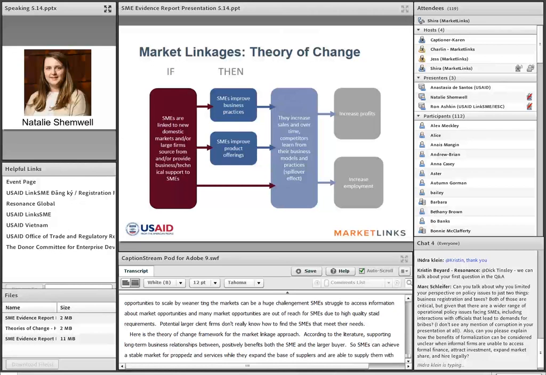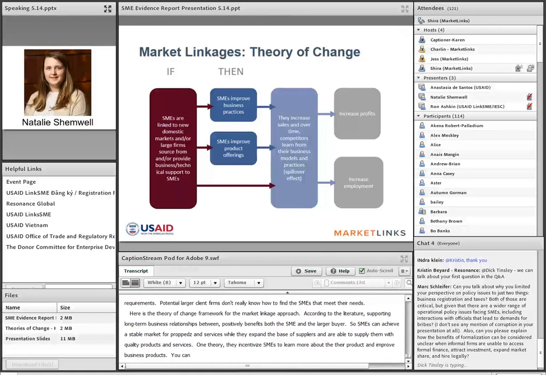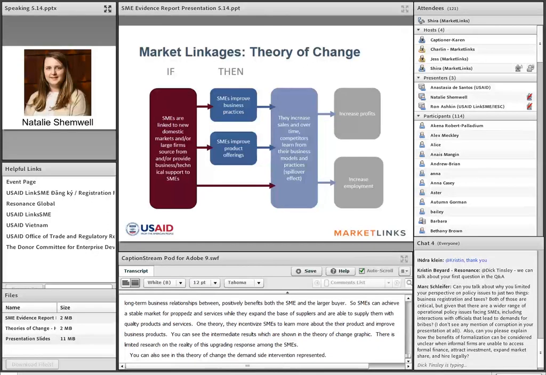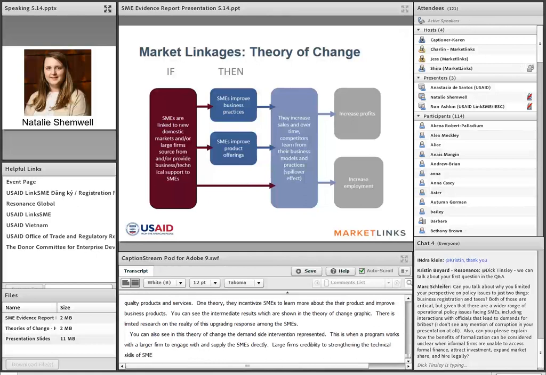One additional popular theory is that market linkages incentivize SMEs to learn more and improve their product and their business practices. So that's why you can see here those intermediate results, which are shown in the theory of change graphic, but there is limited research on the reality of this upgrading response among the SMEs. You can also see in this theory of change the demand side intervention represented. This is when a program works with a larger firm to engage with and build the capacity of SME suppliers directly. So through these programs, large firms contribute to strengthening the management and technical skills of SME suppliers according to the areas that the large firms wish to develop.